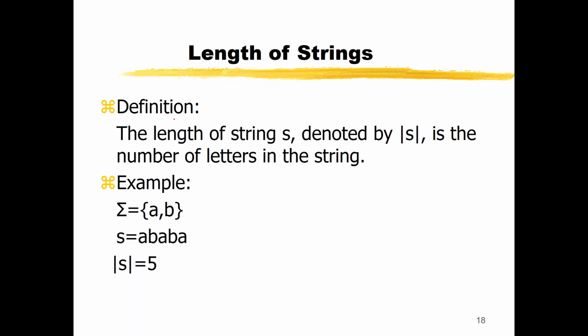If you have to find the length of a string, the length of a string is denoted by S with two bars around it, and it is the number of letters in the string. For example, if you break it down, this is 1, this is 2, this is 3, this is 4, and this is 5. So you have around 5 letters in the string, so the length of the string will be 5.